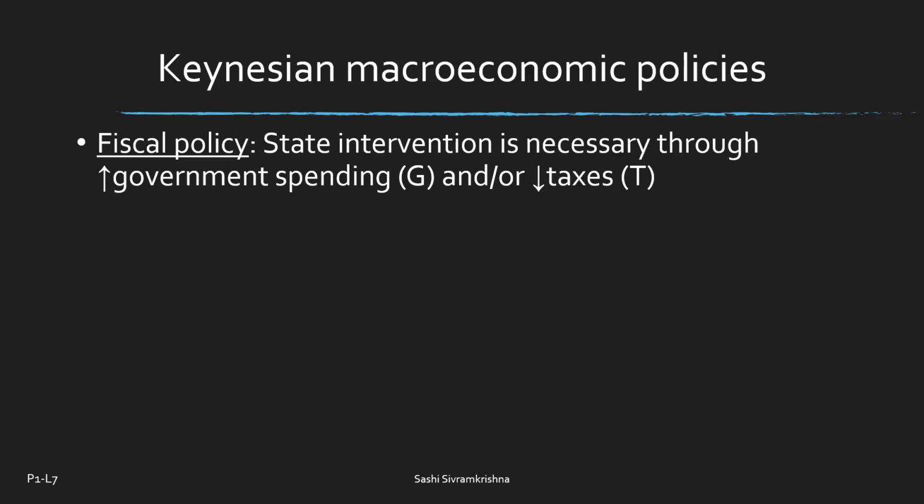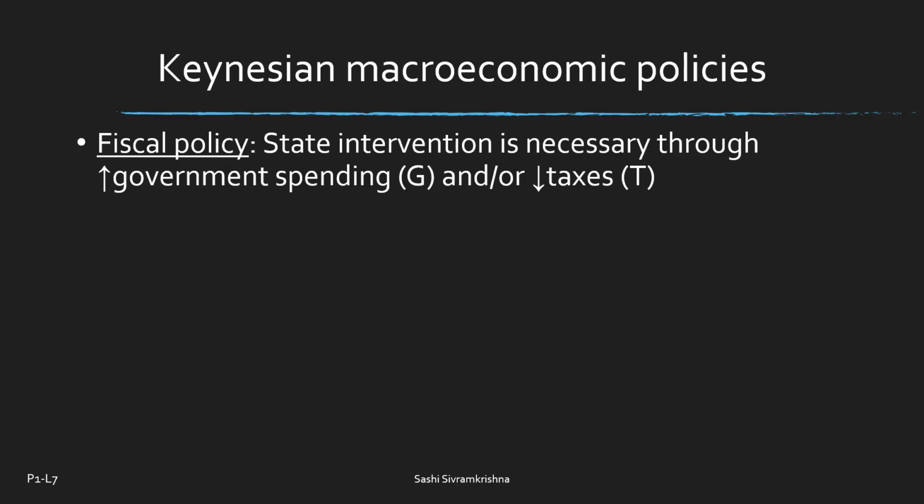He advocated two policies. One, what we call fiscal policies. Fiscal policies consist of two components: government spending, or G, and taxes, or T. Government spending directly increases the level of aggregate expenditure, as we have seen in the equation discussed in the last lecture. When G increases, the level of aggregate expenditure increases, the level of aggregate output thereby increases, and unemployment falls.